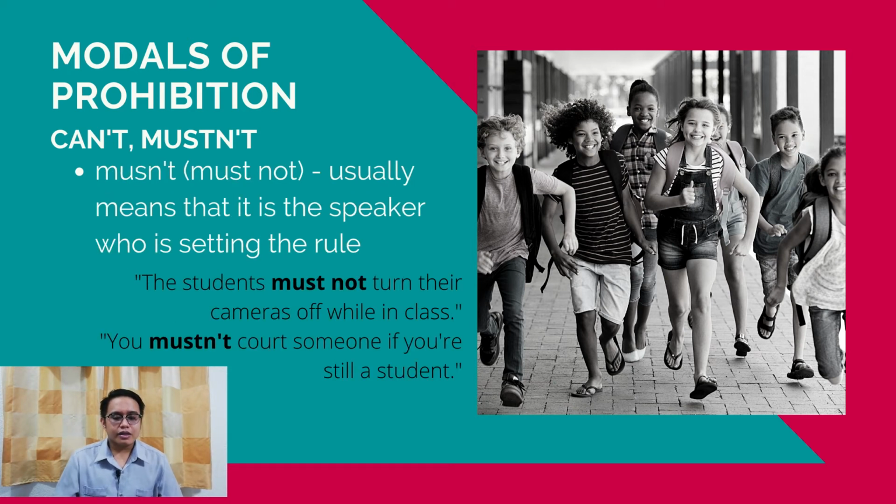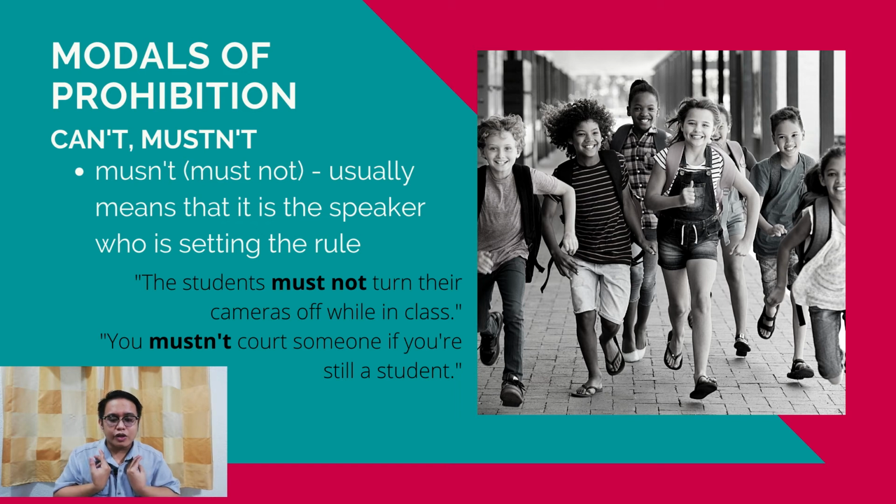Next, let's go to must not or mustn't. Now mustn't usually means that it is the speaker who is setting the rule. So for example, I am setting the rule. So for example, you must not do that. So I am the one setting the rule. But if for example there is another rule, we use the can't. For example, you can't lie or you can't cheat in this exam. Because that's a rule.